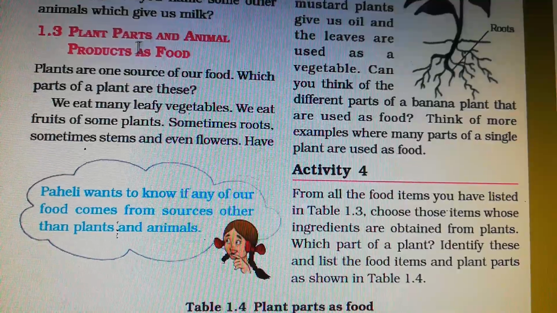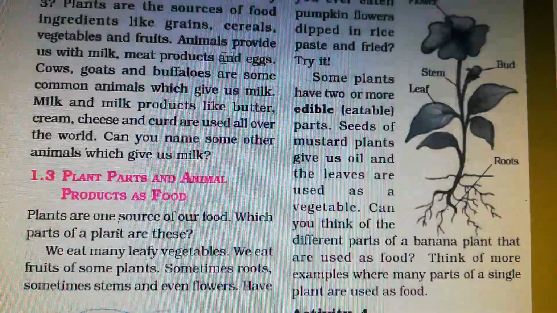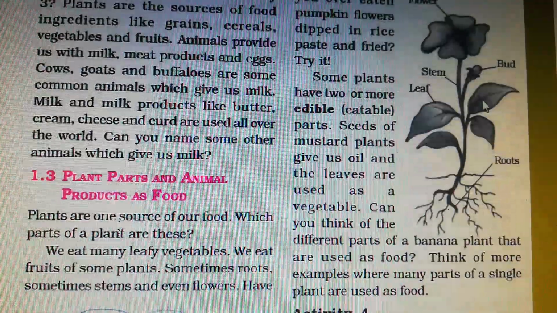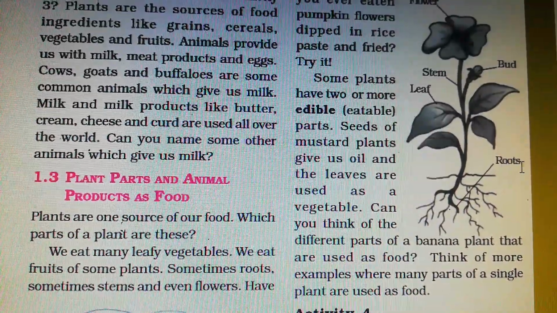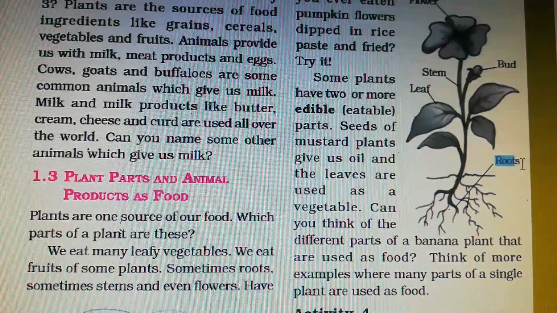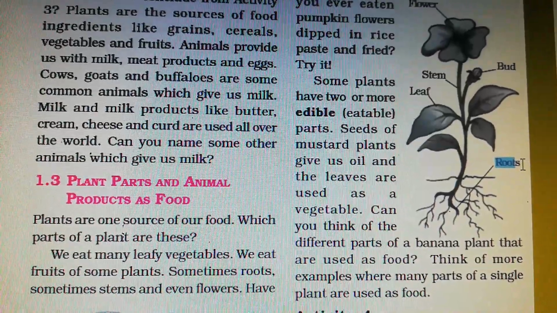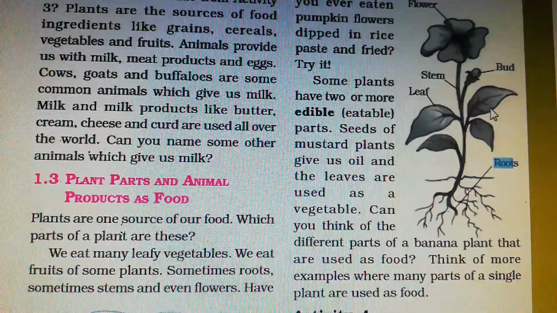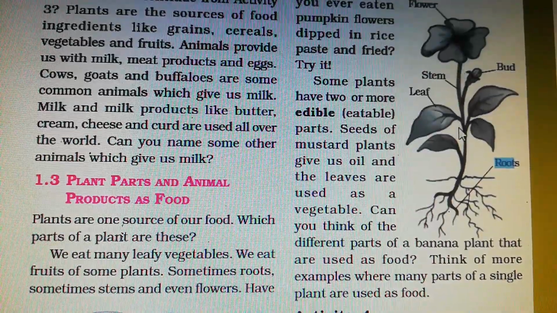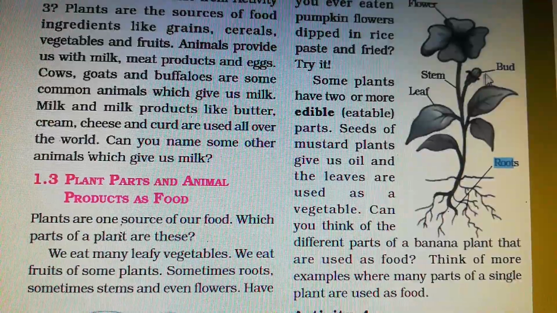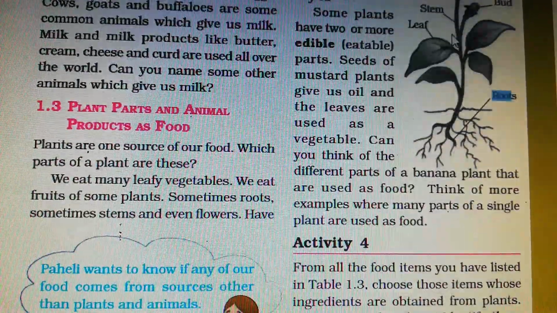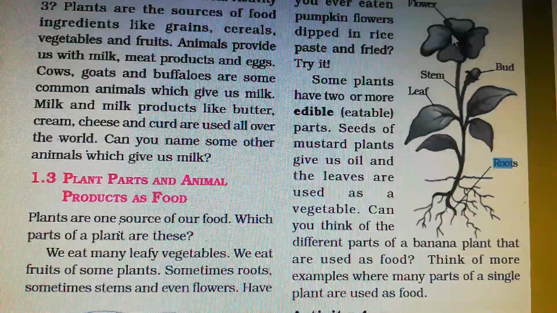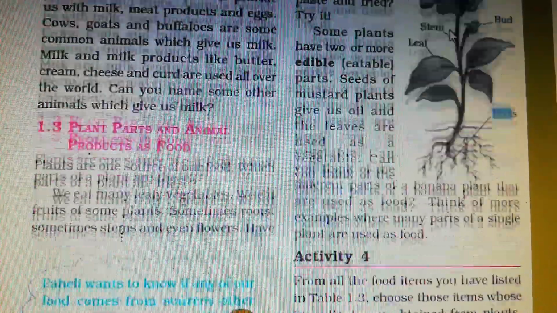So next is plant parts and animal products as food. Here you can see one picture which is representing different edible parts of plants. First is root. Root acts as an edible part. For example, carrot. Carrot is the root part of a plant which we eat. Leaf, spinach. Spinach we eat is the leaf part. Stem. We eat sugarcane. That is the stem of a plant. Buds we eat, flowers also we eat. Everything we eat, in different vegetables and fruits, we get different sources as well as parts of plants that we eat.